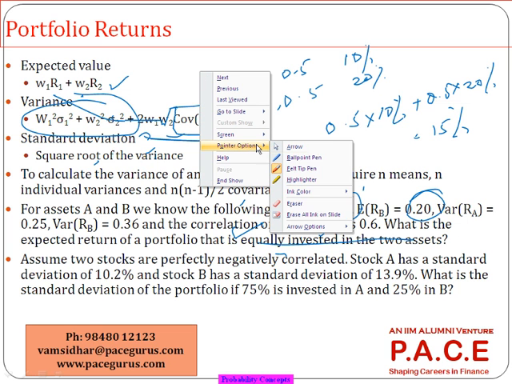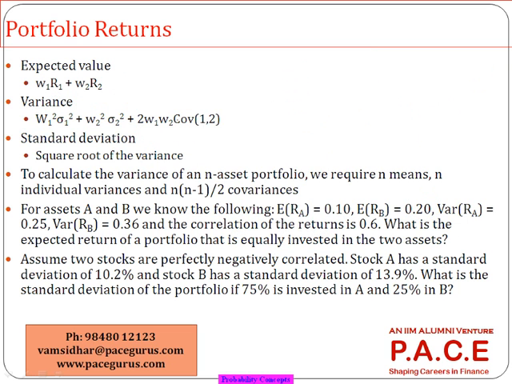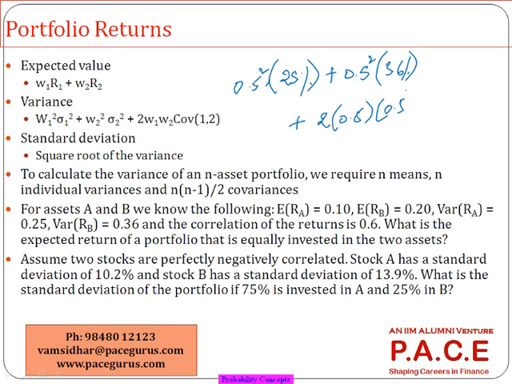I can use the weighted average formula. So 50% in the first one: 50% squared into the variance of the first, plus 50% squared into the variance of the second, plus 2 into 50% into 50%. He did not give the covariance. He has given us the correlation. How do I find out the covariance here?